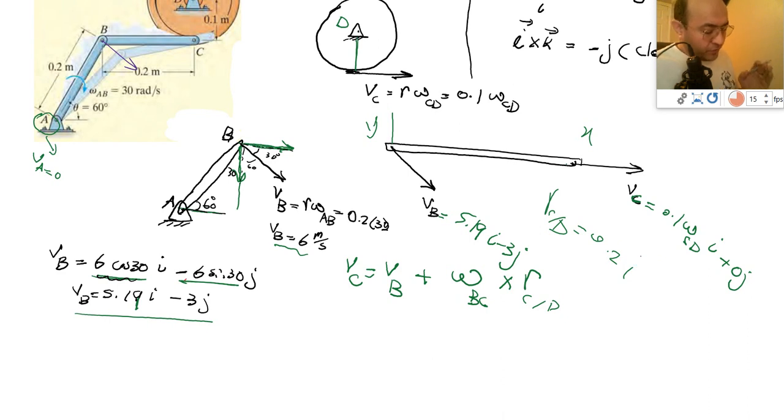Sorry, this down here is B. It's C with respect to B, not D. C with respect to B. Now, I can actually finish this problem.